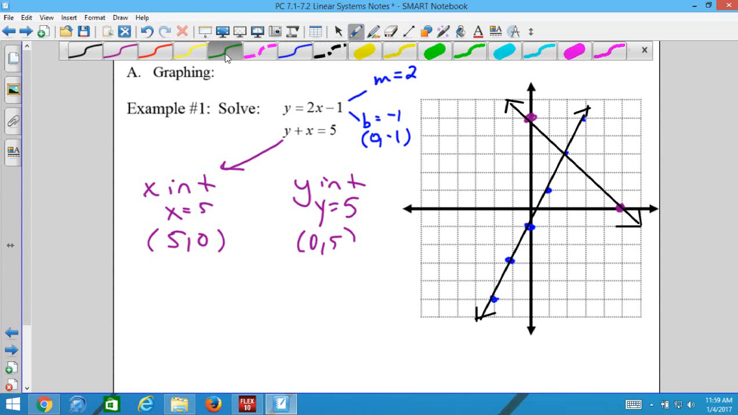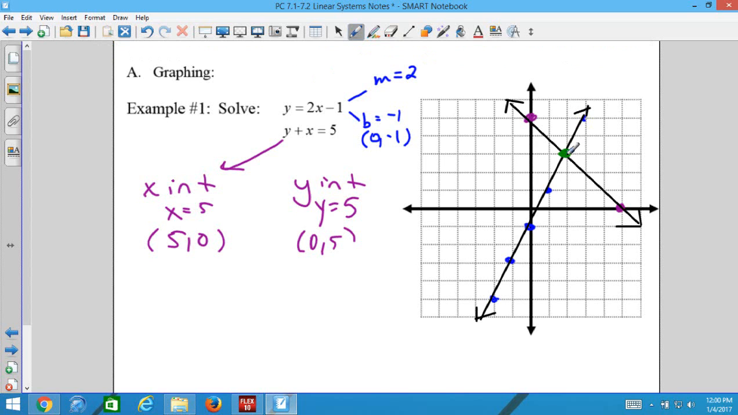When you are solving a system, the question is, what ordered pairs do they have in common? Where do they overlap? Where do they intersect? 2, 3? Yeah. Are you sure? Yeah. What if you graphed it wrong? What if you did?